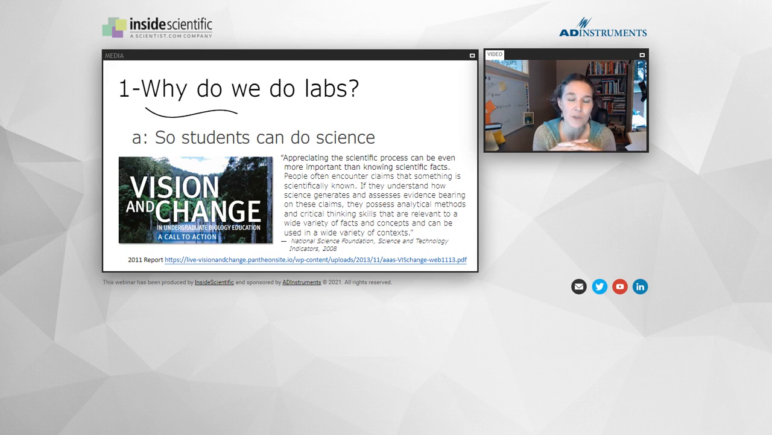Appreciating the scientific process can be even more important than knowing scientific facts. People often encounter claims that something is scientifically known if they understand how science generates and assesses evidence bearing on these claims. They possess analytical methods and critical thinking skills that are relevant to a wide variety of facts and concepts, and can be used in a wide variety of contexts. That was written in 2008.